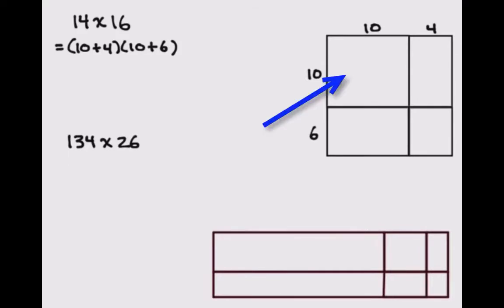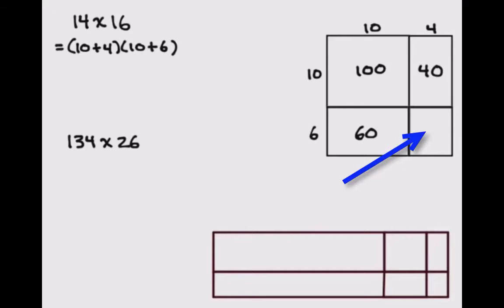First we get this 10 by 10 square, who's got an area of 100. Then we get this 10 by 6 rectangle, whose area is 60. Then we get a 4 by 10 rectangle whose area is 40. And lastly, we get a 4 by 6 rectangle whose area is 24. And so we end up with an area that's the sum of 100, 40, 60, and 24 for a grand total of 224.